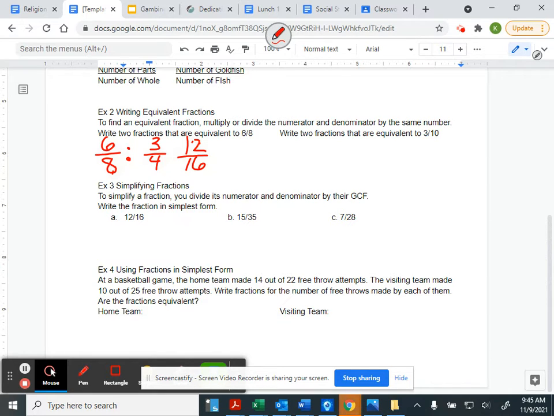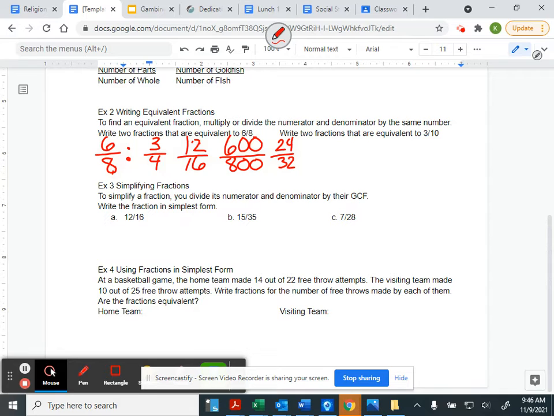Anybody come up with a different one? Anthony? 600/800. If we multiplied both the numerator and denominator by 100, it's equivalent. That works. Will? 24/32, if we multiplied them both by 4.